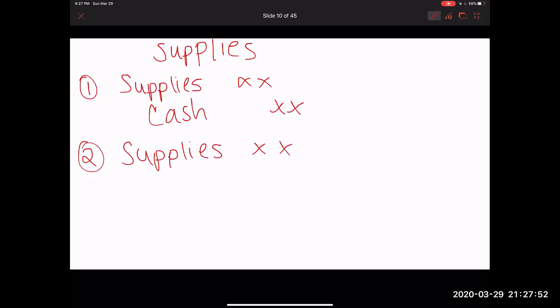Another option of buying supplies was a debit of supplies of X amount of dollars, and then my credit would be accounts payable. It was us giving an IOU to a supplier, saying, I promise to come back and pay you later.